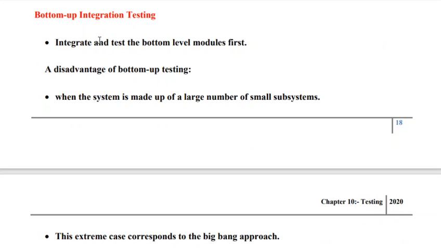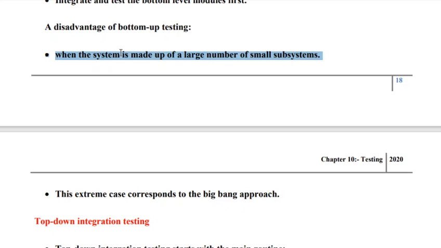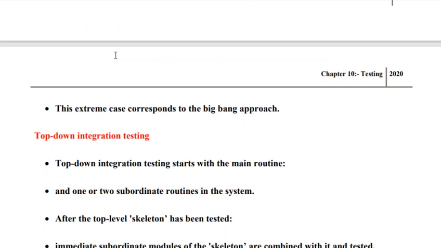Now, bottom-up approach. In case of the bottom-up approach, what we tend to do is identify the modules based on the behavior they exhibit, group the modules based on the similarity of the behavior, and group the subsystems in order to create the partial system over a series of integration. Now, a disadvantage: when the system is made up of a large number of smaller subsystems, then it may take a huge amount of time for executing a bottom-up integration.